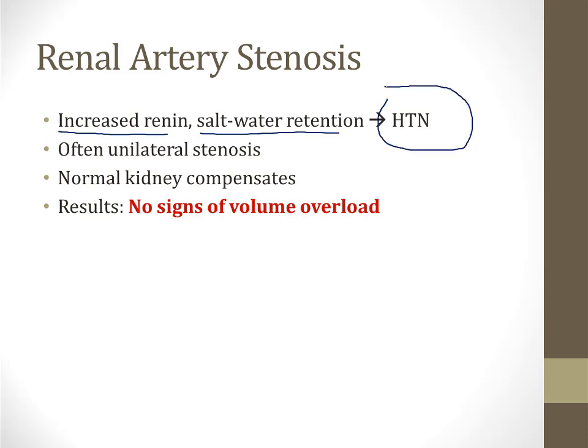Now, one thing to know about renal artery stenosis is that the stenosis is often unilateral, meaning one kidney has normal blood flow but the other kidney has decreased blood flow. In this situation, the normal kidney attempts to compensate for the volume retention by the sick kidney, and as a result, there are no signs of volume overload on physical exam. Much like we talked about in primary aldosteronism, this condition can be difficult to diagnose because patients will only have hypertension and will not have other signs of the kidney absorbing too much sodium.